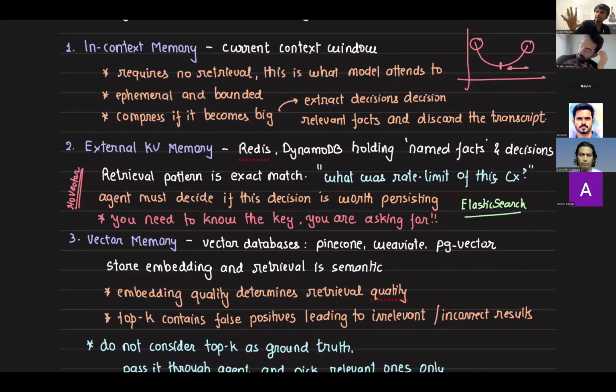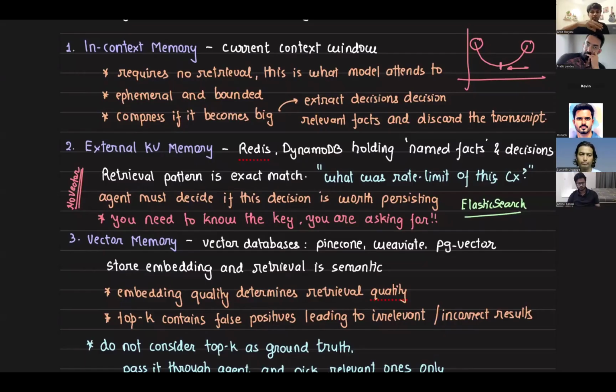Now, what are these external systems? Although I took examples of Redis and DynamoDB, think of Elasticsearch also as this. Don't just think of external key value memory as vector. Any database that supports vector is also an external memory, but we'll cover this in vector memory, which is your semantic lookup. But external key value store is like named facts. Given this, give me this. That is our external key value store.